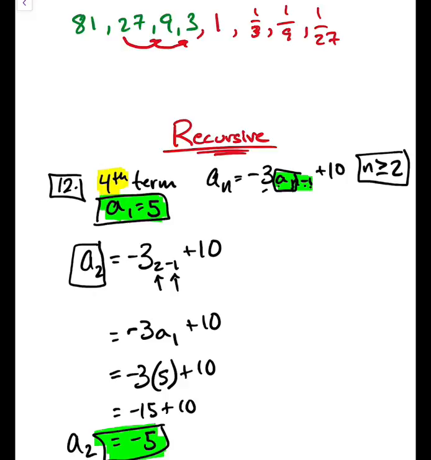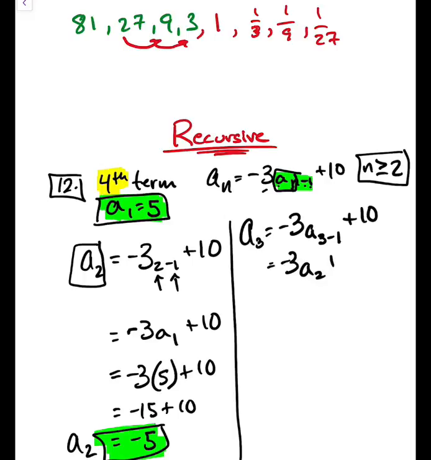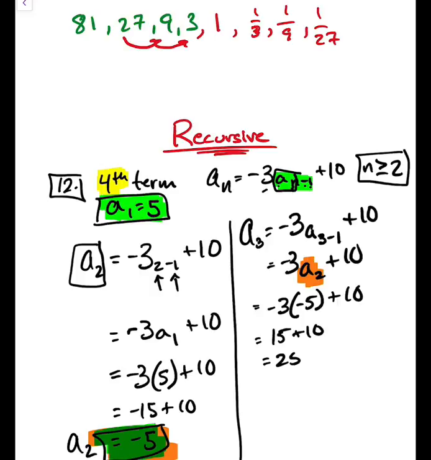So now I use that value to help me solve for the third term. So a sub 3 will equal negative 3 a sub 3 minus 1 plus 10. So that's going to be negative 3 a sub 2 plus 10. And what is the value of a sub 2? It is right here. It's negative 5. So then that will be negative 3 times negative 5 plus 10. That's going to be 15 plus 10, and that will equal 25. So now I know the value of a sub 3.